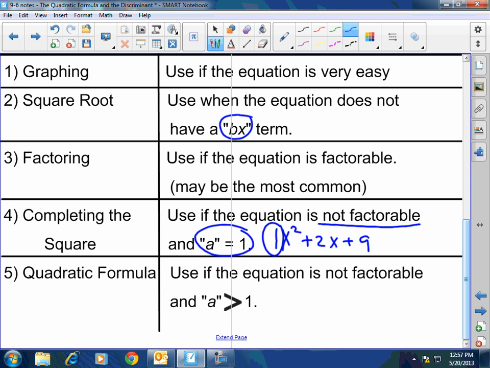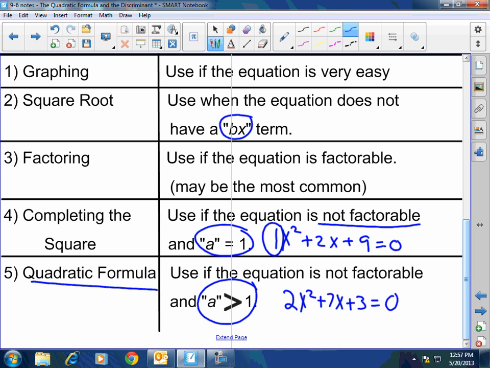And last but not least, number 5, you're going to use the quadratic formula if the trinomial is not factorable again, but this time the a is greater than 1. If I have, for example, 2x squared plus 7x plus 3, I'm not even going to try to complete the square there, because I have to subtract the 3, then I have to divide by 2, then I've got to complete the square, and you're going to have a lot of nasty fractions. In that case, directly go to quadratic formula.